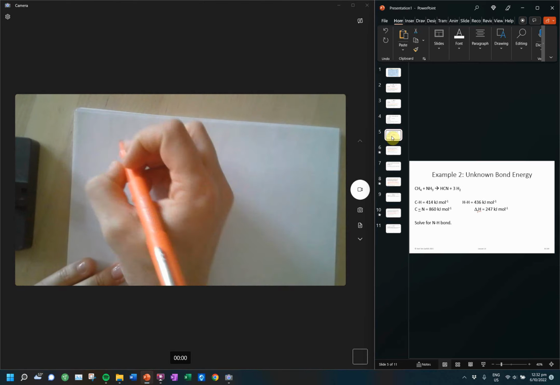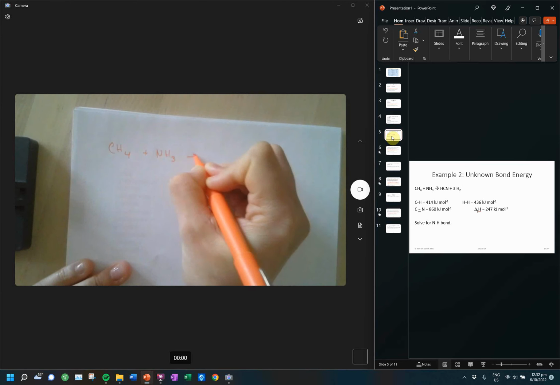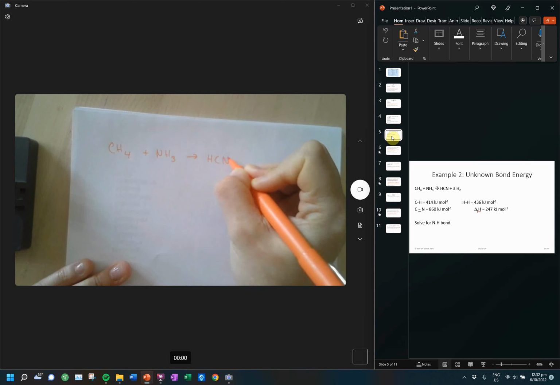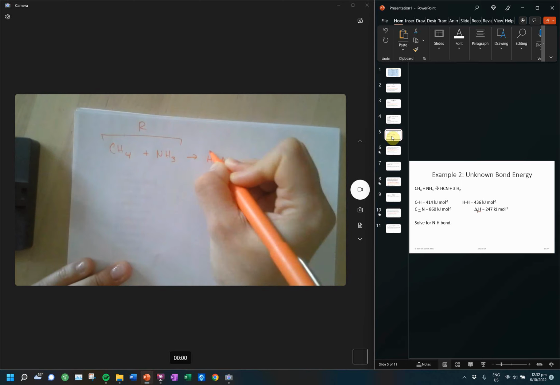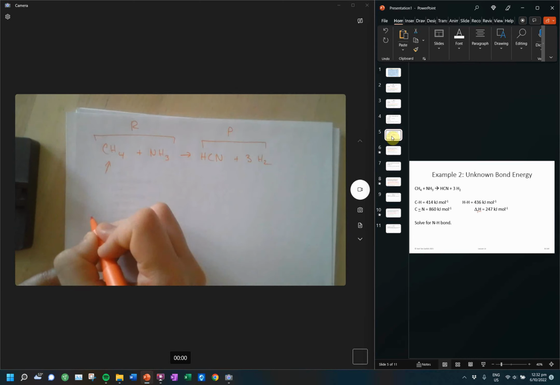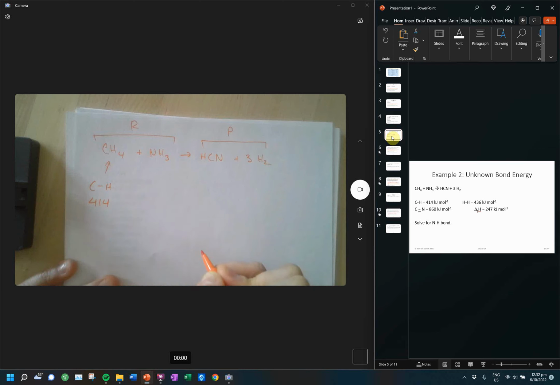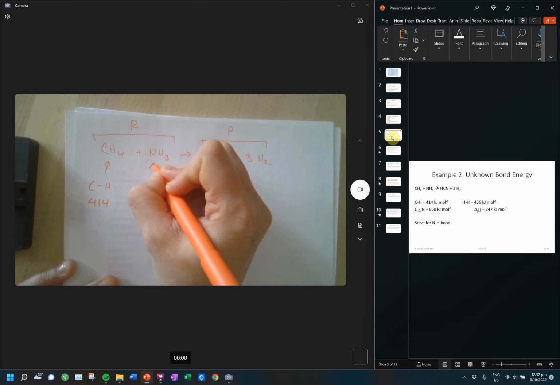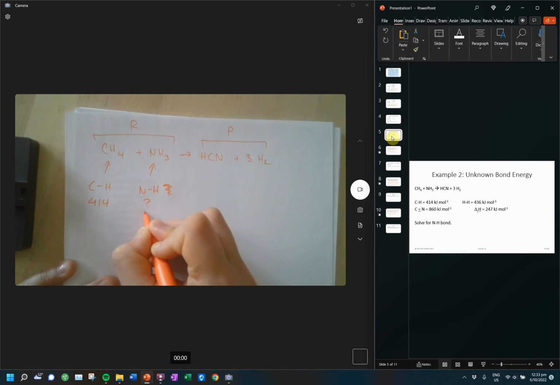So we have CH4 plus NH3. This one's a good example because it's a little bit more complicated. And 3H2. So again, reactants, products, let's work our way through it. They have told me that this CH bond is 414. This one here is what we're solving for, the NH bond, that is our question mark. So that's going to be our X value.